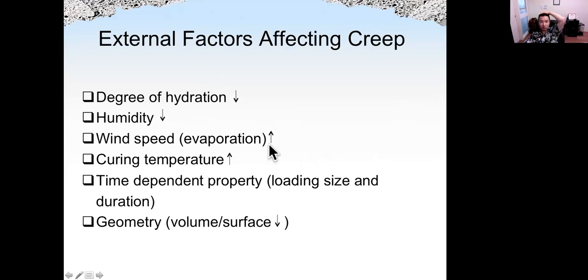Okay, so external factors affecting creep. Degree of hydration will reduce creep, so that means if we increase the degree of hydration, creep will be reduced. If we increase RH, the creep will be reduced. Increased wind speed, creep will be higher, and so on. You will notice these factors affect creep and drying shrinkage exactly the same.